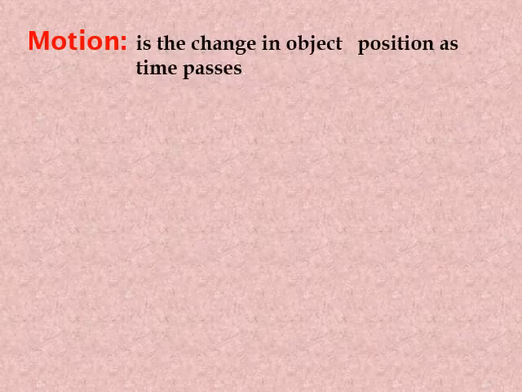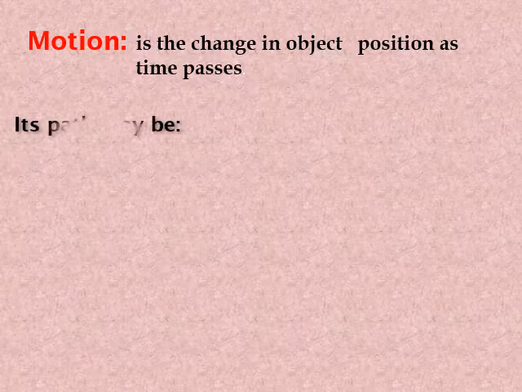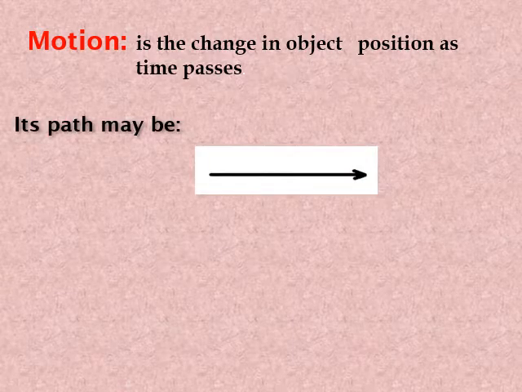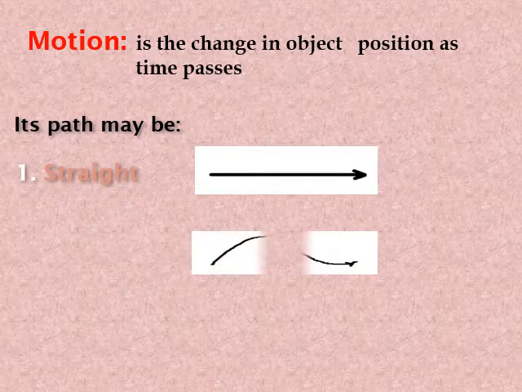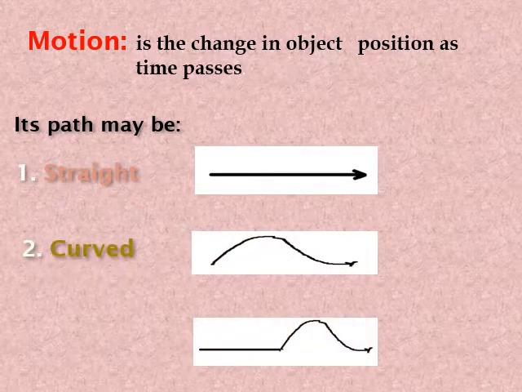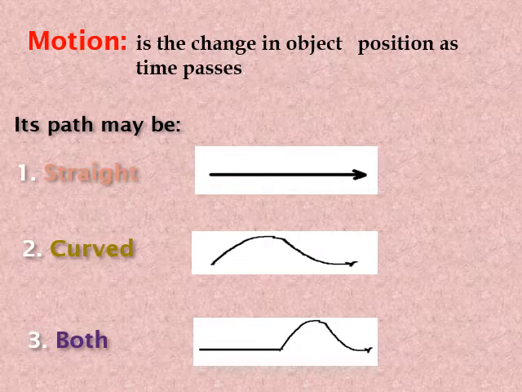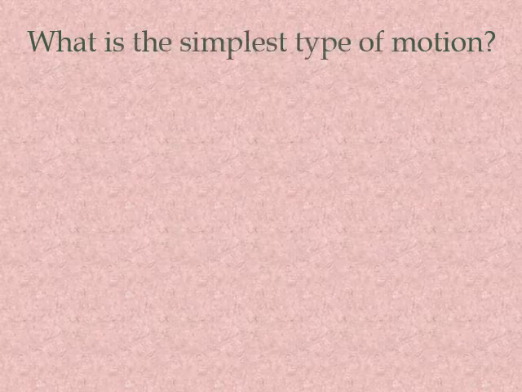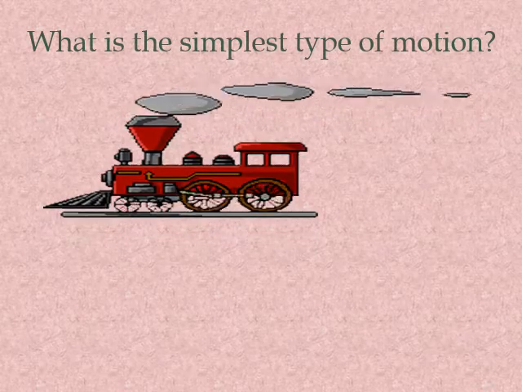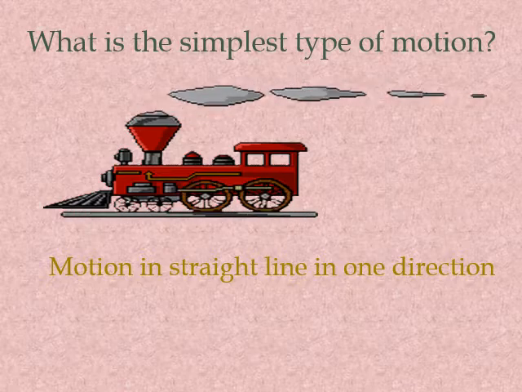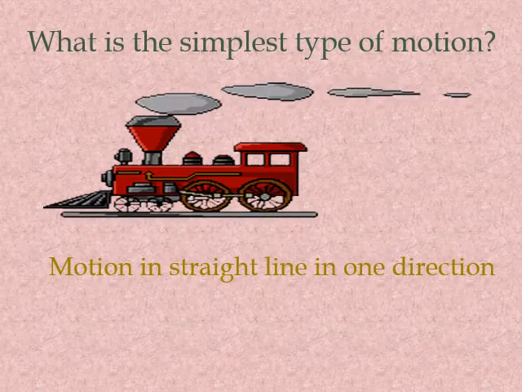So what is meant by motion? It's a change in an object's position as time passes. The motion may be in a straight line or in a curved line or in both. When we talk about the simplest type of motion, we mention train motion because it moves in a straight line in one direction.